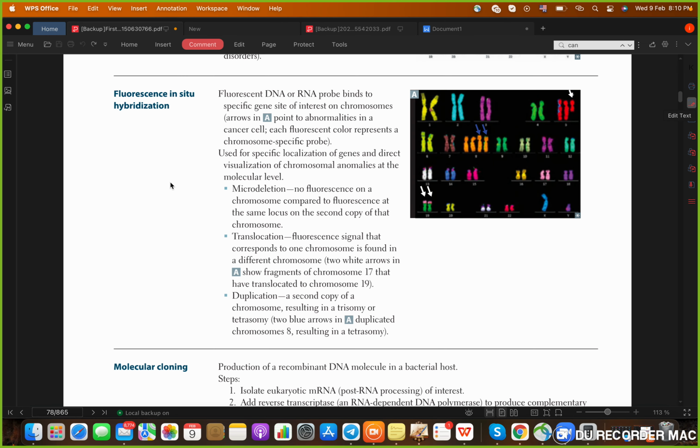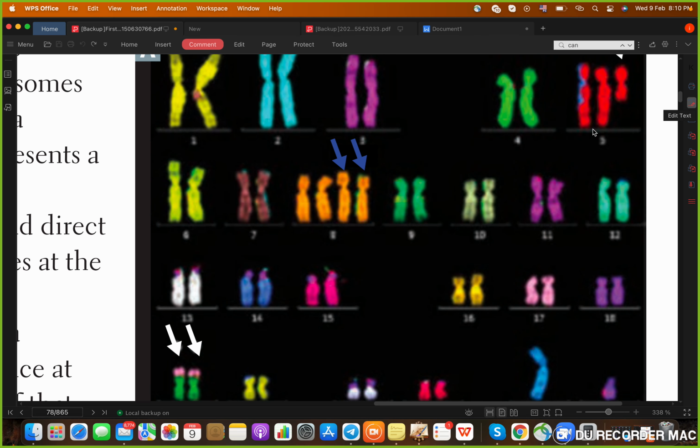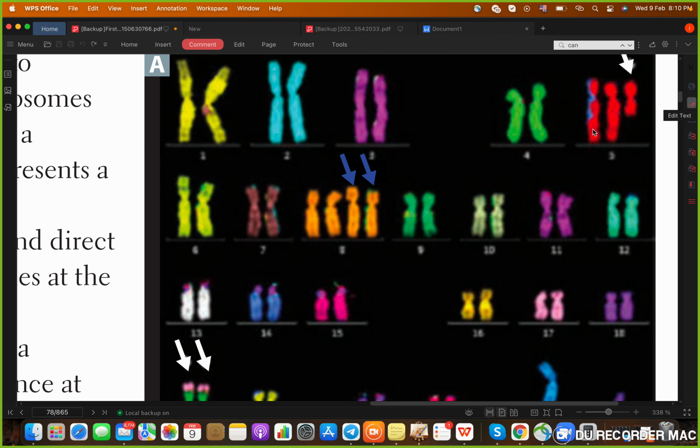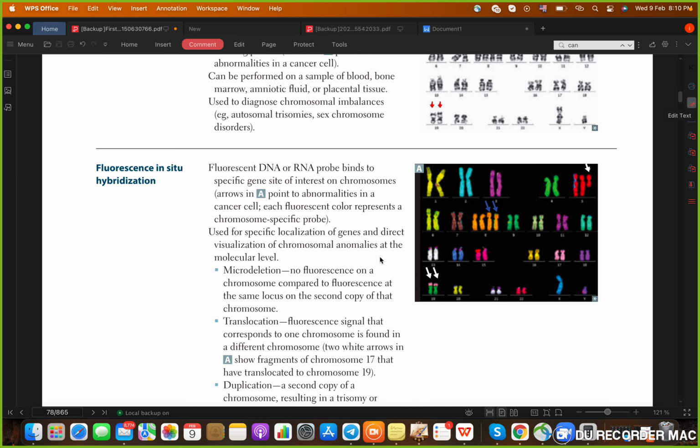It is used for specific localization of a gene and direct visualization of chromosomal abnormalities at the molecular level. For example, microdeletion, an absence of one portion of the chromosome. So there is no fluorescence on a chromosome compared to the fluorescence at the same locus on the second copy of this chromosome. Okay, let me take a look here. I cannot find an actual one, but let's say, maybe here a little bit, but if this whole thing was not here, for example, we can say that this is a microdeletion on chromosome number 15.